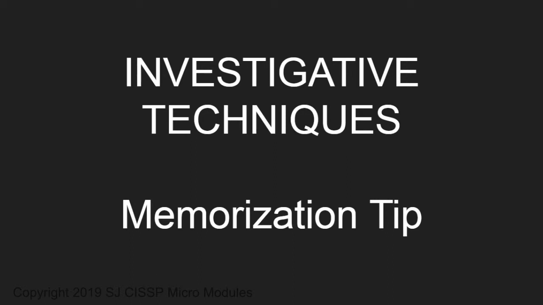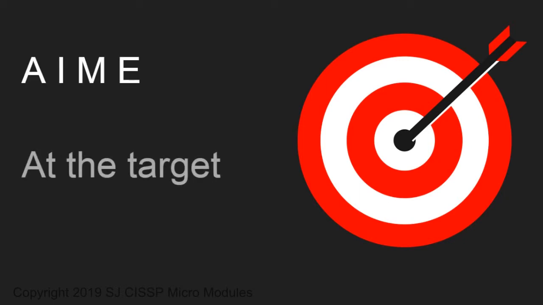Now, before we get into the phrase, the four letters are AIME. Spell the word AIME. The A is for automated, the I is for interview, the M is for manual, and the E is for external. So the phrase that you want to say and the phrase you want to write is aim at the target, or aim for the target, however you want to remember it.